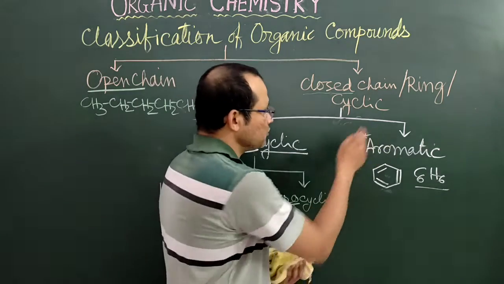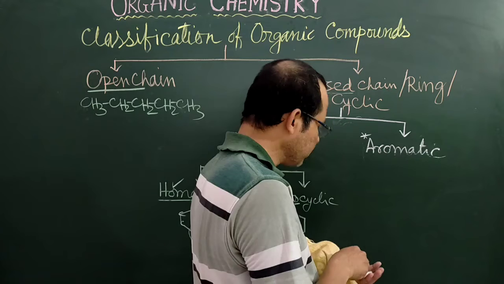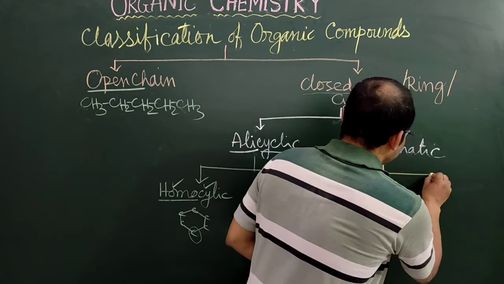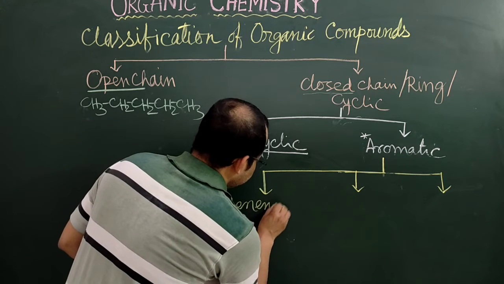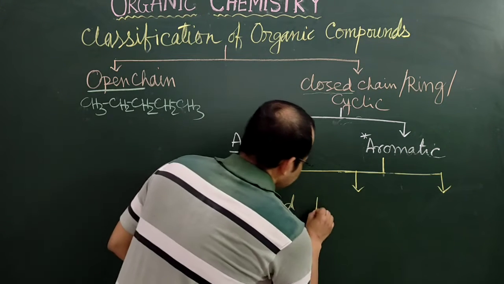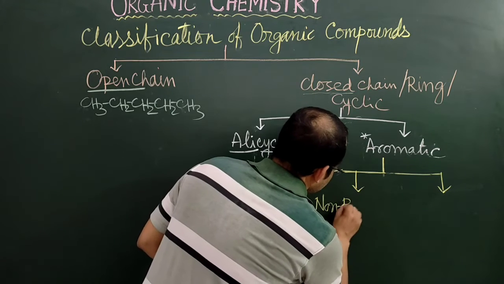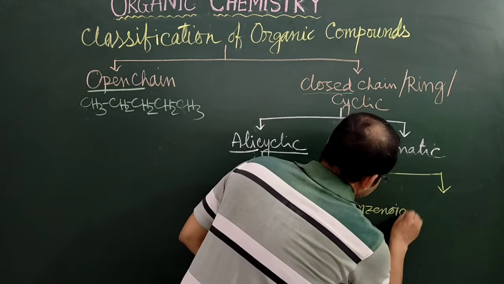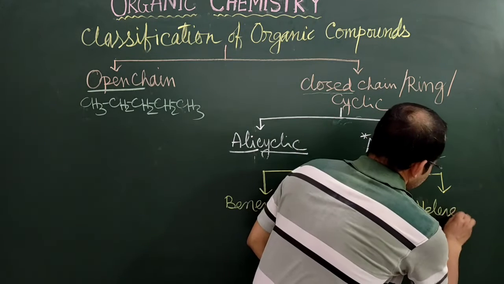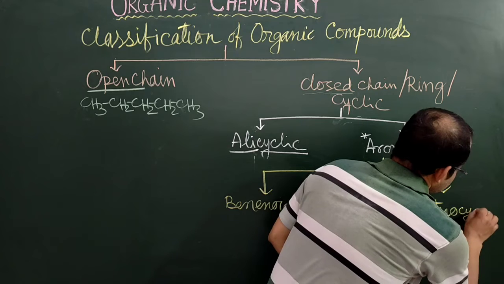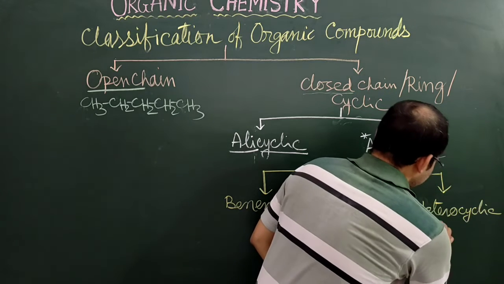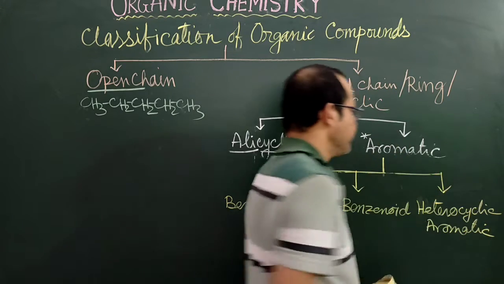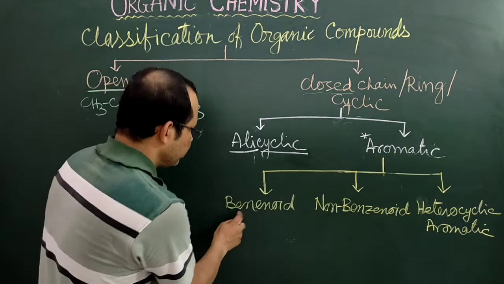Now come to aromatic. Aromatic compounds may be classified into three basic categories: benzenoid, non-benzenoid, and heterocyclic aromatic. Now let me discuss one after one.